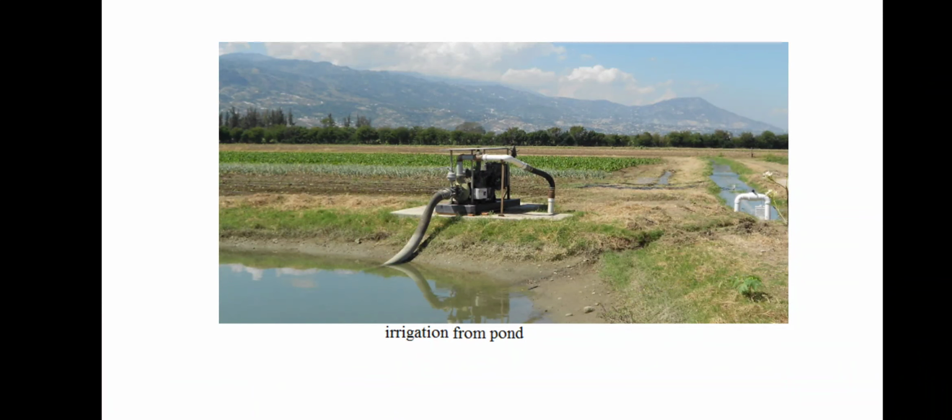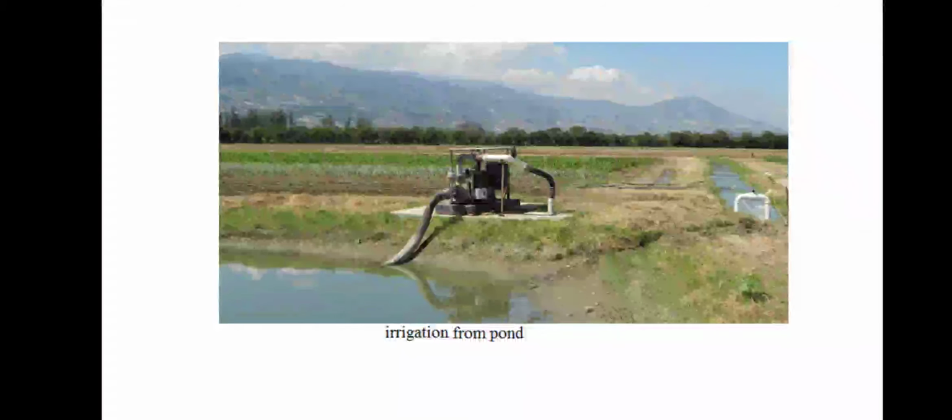Here you can see a pump. So what they're doing is irrigating from a pond. There is a pond and there is a pipe, and this machine is pumping the water out from the pond, and the water is sent to the fields around the pond.